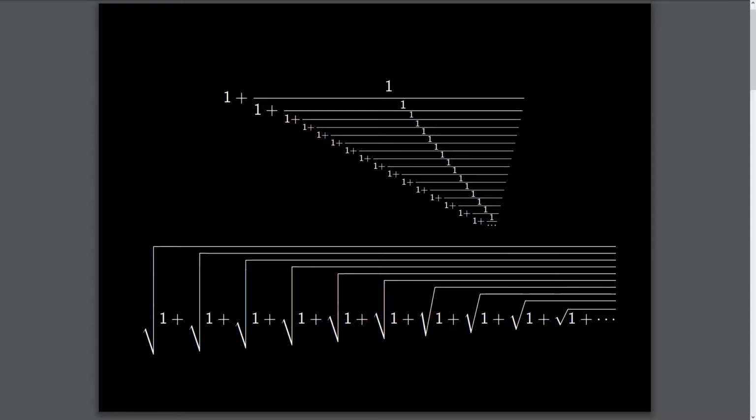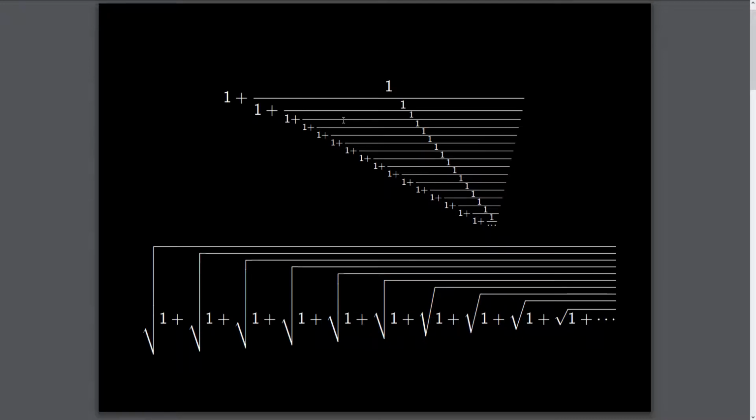In this video, we're going to be comparing these two infinite expressions. The first one is called an infinite continued fraction, and it reads 1 plus 1 divided by 1 plus 1 divided by forever and ever, so on and so forth. The second one is called an infinitely nested radical expression, and it reads square root of 1 plus square root of 1 plus forever and ever, so on and so forth.